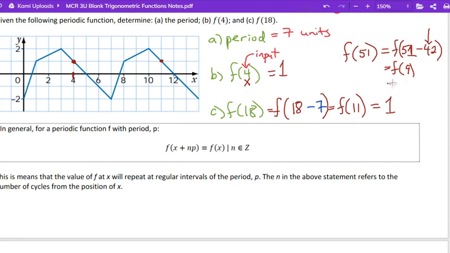Okay, and what is f of 51? Well, at 9, it's 1.5. We get this?